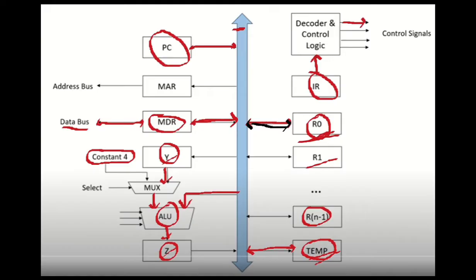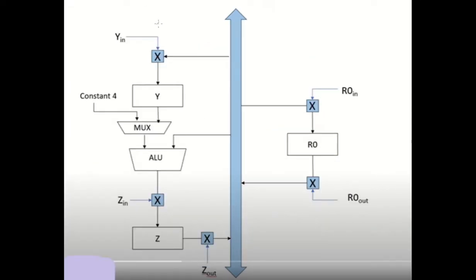So why do we have this constant 4 as an input to the multiplexer? First, right now we have shown R0 as being connected to the bus in a bidirectional manner. That means it can take data and can also output data. But actually there is a control signal associated with each of these units.